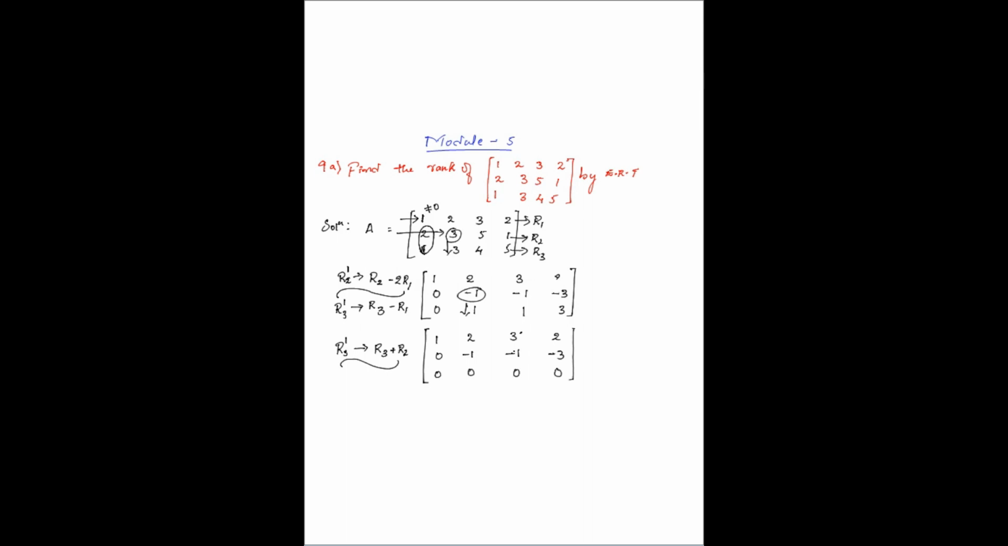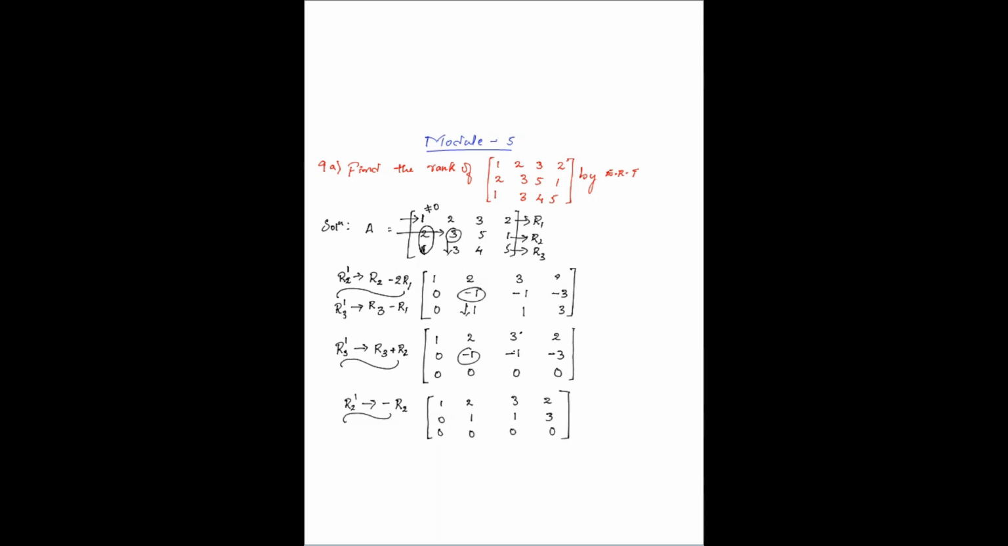I told you that the leading entry should be 1, right? Here we have minus 1. So I apply the operation R2 dash changes to minus R2. Therefore 1 2 3 2, 0 1, minus into minus is plus 1, minus into minus is plus 1, minus into minus 3 is 3, and the last row is 0.